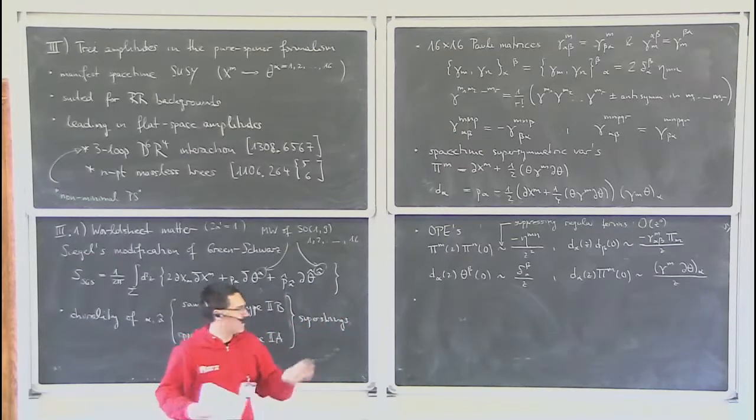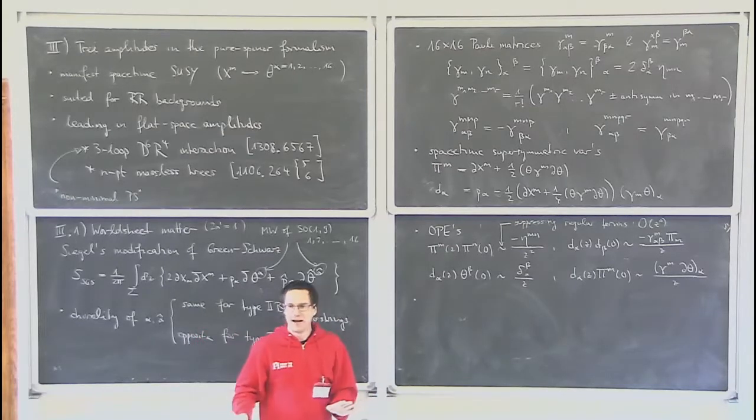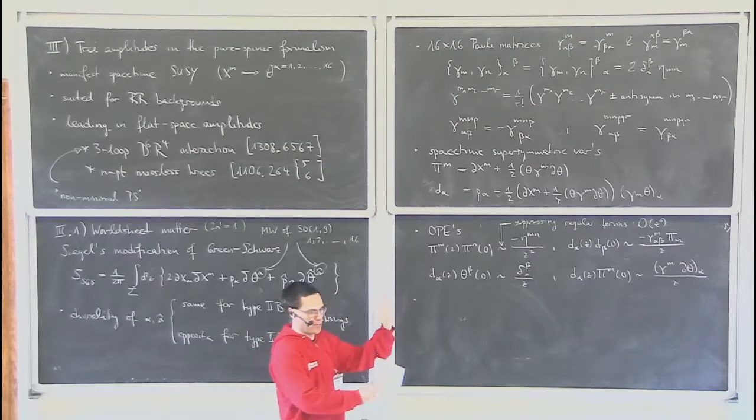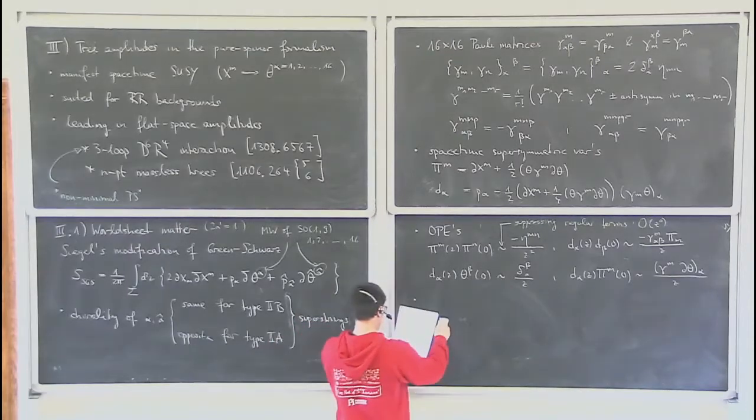Okay, so all very nice up to here. This is that Siegel modification from the 80s. And why didn't we start computing spacetime supersymmetric amplitudes back then? This model has a problem with a central charge.